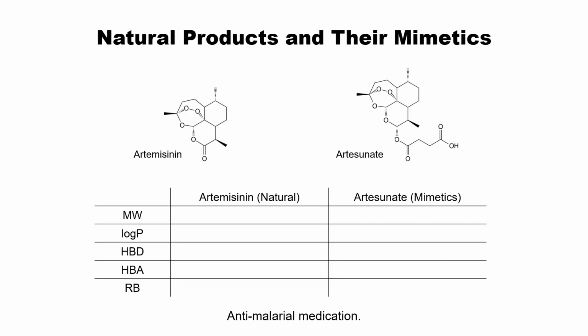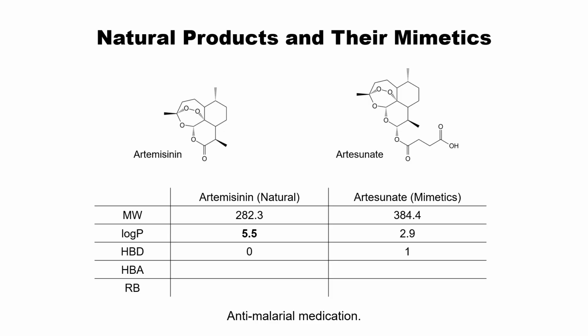Let's practice with a little more complicated molecule, artemisinin and its derivative. Both molecules are less than 500, that's okay. The original artemisinin molecule is hydrophobic. That's why, by adding a hydrophilic motif like this, the whole molecule's log P value becomes around 3.